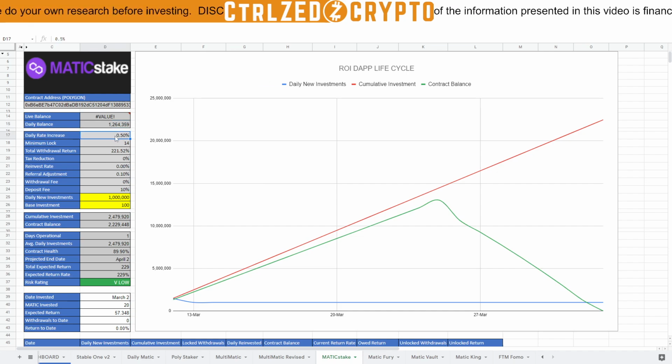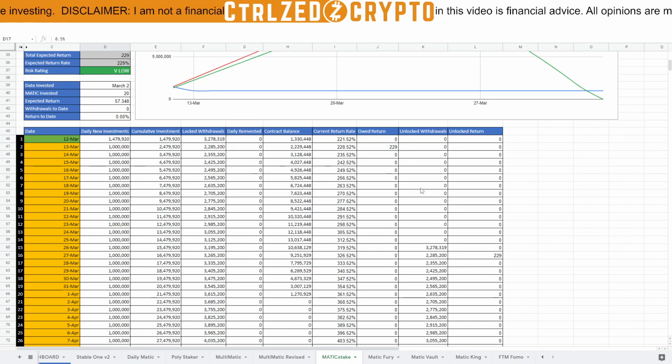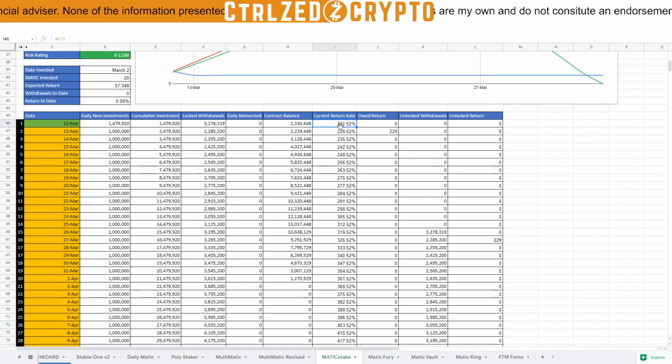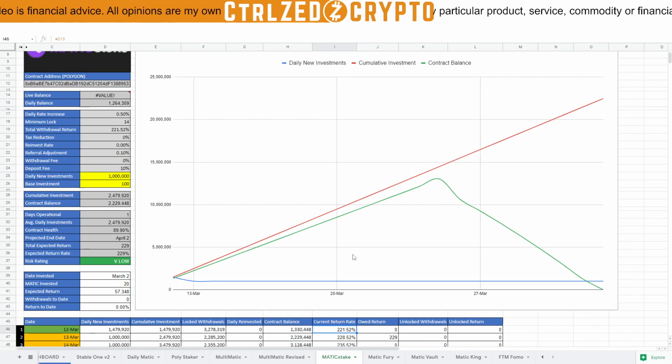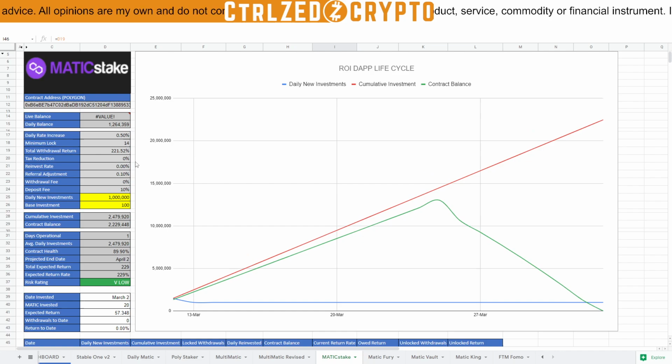So the rate increase is going up daily 0.5%, and if you look at the current return rate in the calculation table, you can see that that is going up correspondingly by 0.5% times the minimum return. So it's about 7% a day approximately, and that's reflected in that table. There's no tax reduction here.